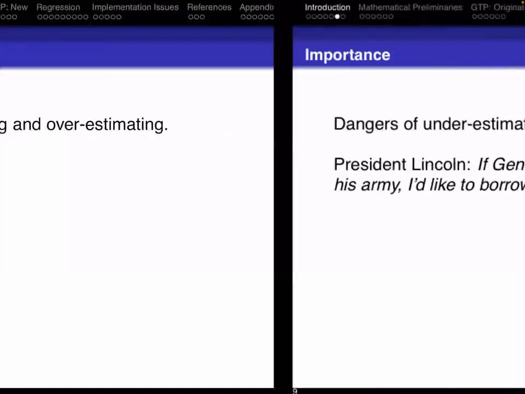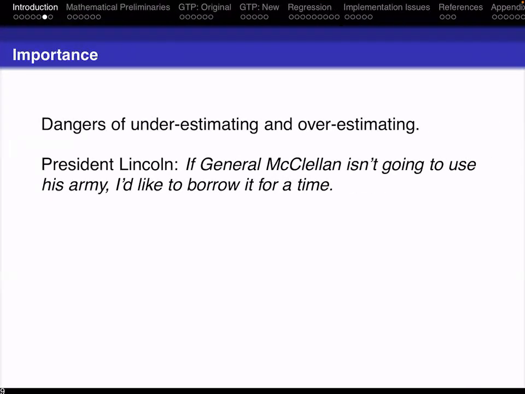One of my favorite lines or quips from Lincoln is during the Civil War, General McClellan was quite famous for building up good armies, but not actually using them in the field. And he always felt that Lee had more soldiers and he always needed more reinforcements.